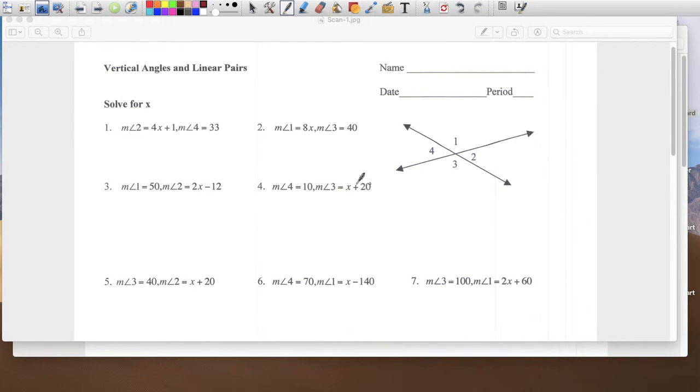Number 4, again, erase everything, and it says angle 4 is 10, so I'm going to write 10 here. And angle 3 is x plus 20. Angle 3 is this one.